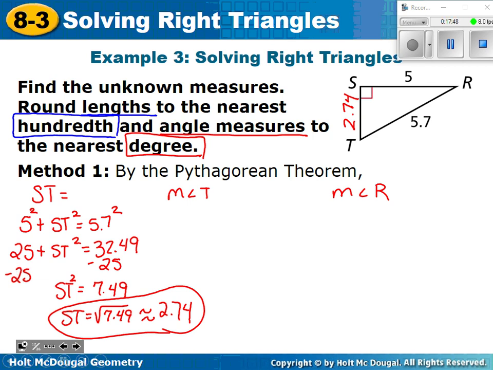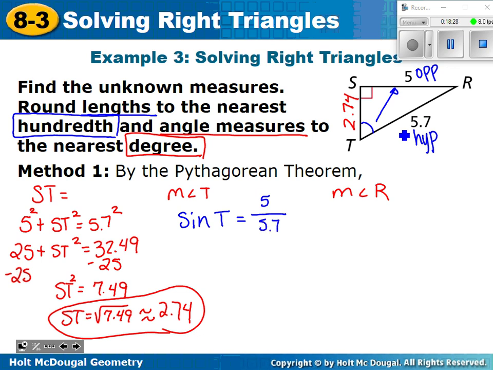So now do you want to find T first or R first? I heard T. So we're going to find T first, okay? Again, label the sides you know. We're not going to use the one we just found, so label the sides you know. So what is 5 going to be labeled? Opposite. And what is 5.7? Hypotenuse. So which trig function should we be using? Not tangent, sine. So we're going to do sine of angle T. So sine T. Keep your angle there. Is equal to what over what? 5 over 5.7. Opposite over hypotenuse.